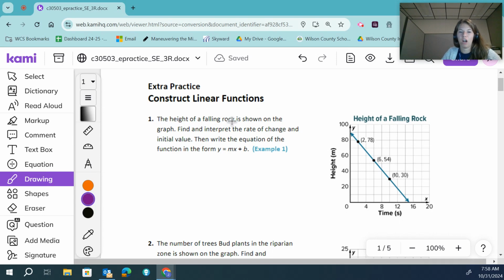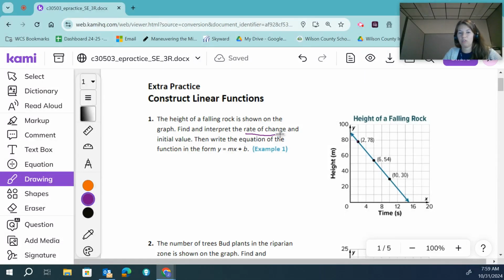The height of a falling rock is shown on the graph. Find and interpret the rate of change and initial value. Then write the equation of the function in the form y equals mx plus b. That's slope-intercept form. First thing we're going to do is find our slope.